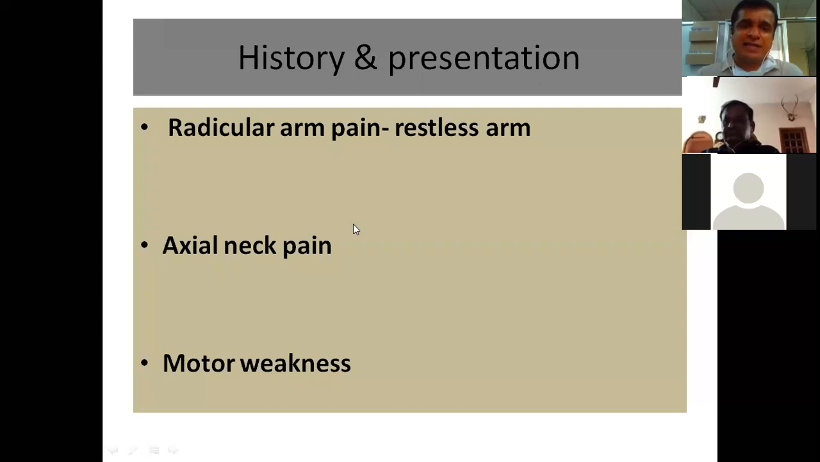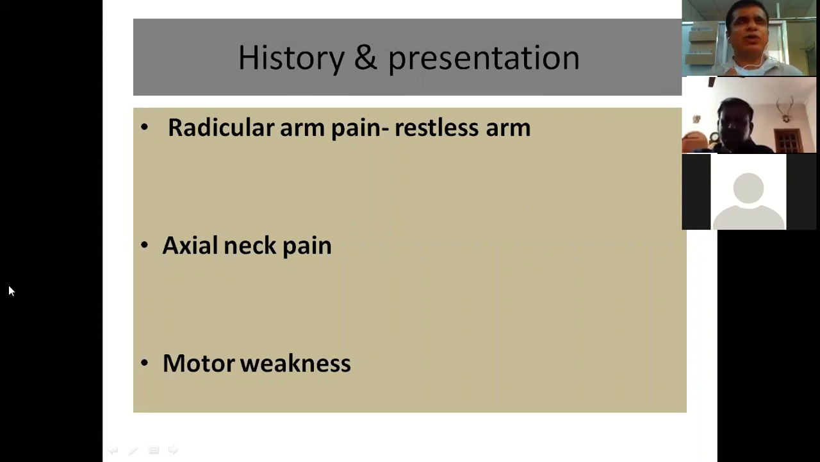Second thing is axial neck pain. As I said earlier, axial neck pain is usually present in case of pre-existing cervical spondylosis and usually in middle-aged and older-age patients. Next comes motor weakness.